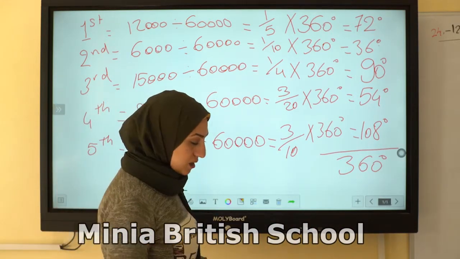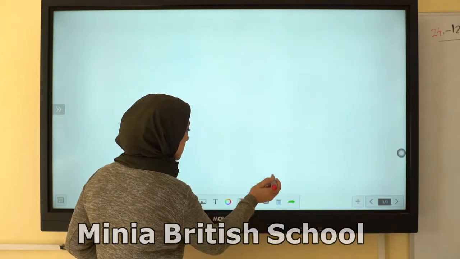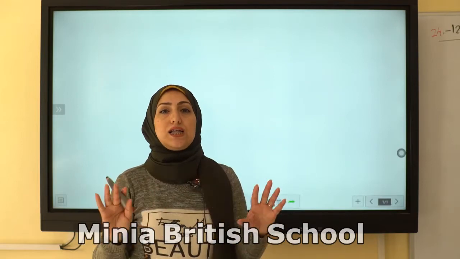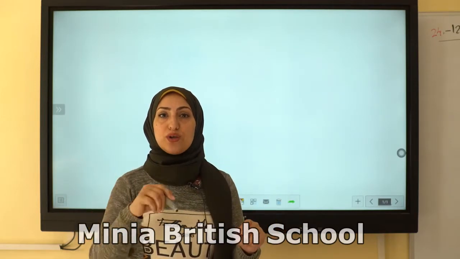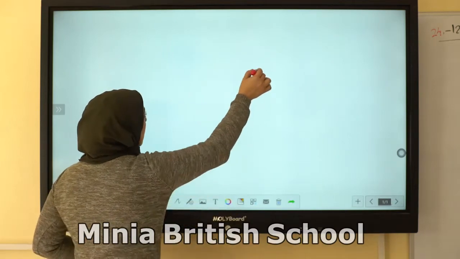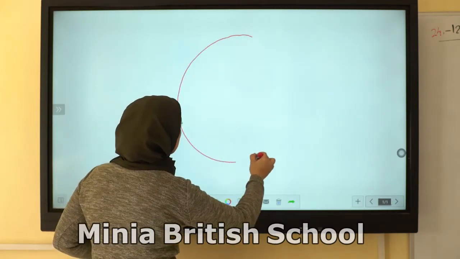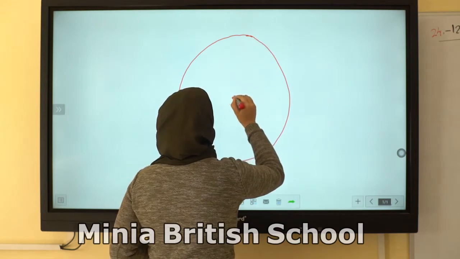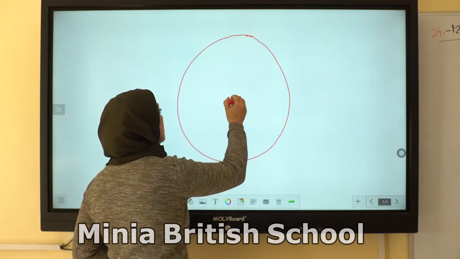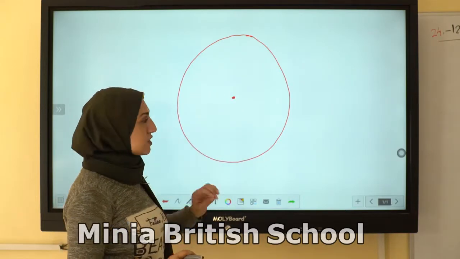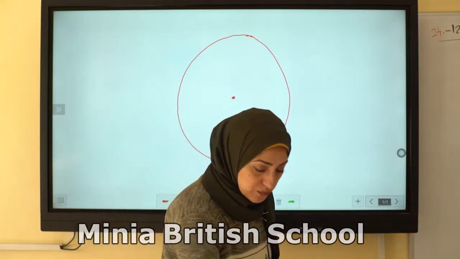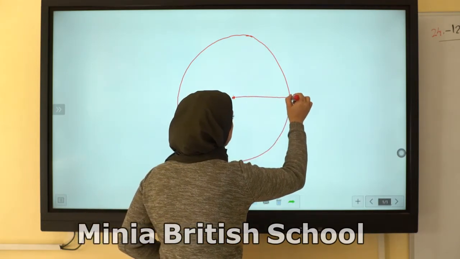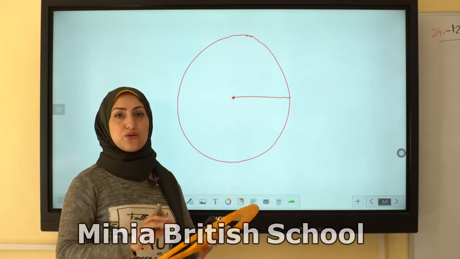Then let's see how we can represent them. First of all, I have to draw a circle, any circle of any size with your compass. Because I can't use the compass here on the smart board, I'll do it by hand, but be sure to do it with your compass. And this is the center of the circle. First of all, I'll draw a radius, by the ruler also.